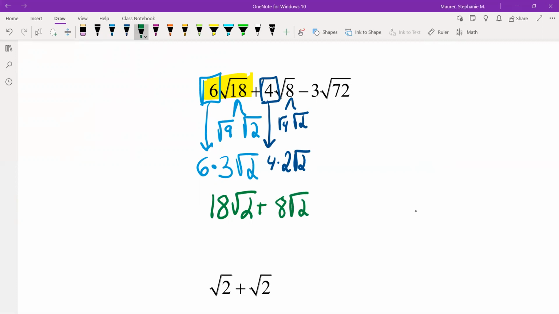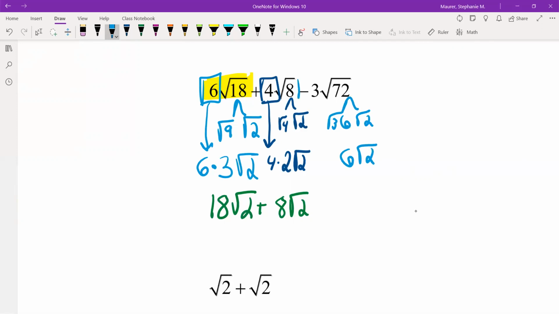And then for the last one, dealing with a slightly bigger number here, 72. For this one, we can break this down into, let's try a 9 and an 8. Actually, I think we can go bigger than that, right? Let's go, I think 36. Looks bigger. 36 and 2 gives us 72. That's beautiful. So that's going to give us a 6 square root of 2.